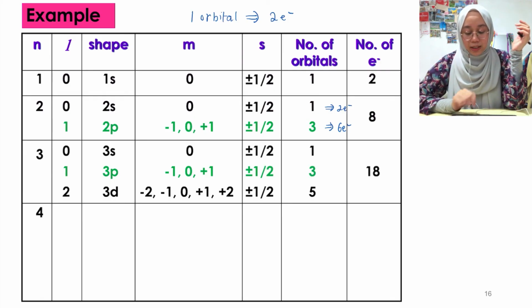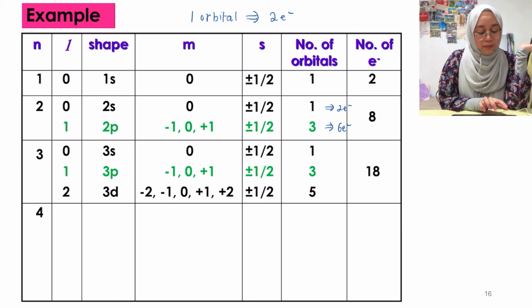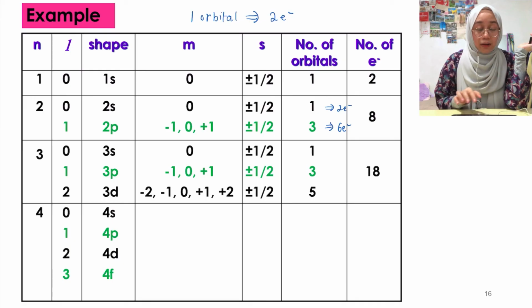Nanti kamu boleh try sendiri. So dapat 18. So let's say Miss tunjuk kepada 4 pula. So 4 possible value of L would be 0 sampailah 3. Okay, so 0, 1, 2, 3. So kita ada shape 4S, 4P, 4D and 4F.